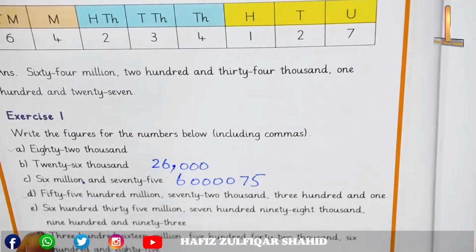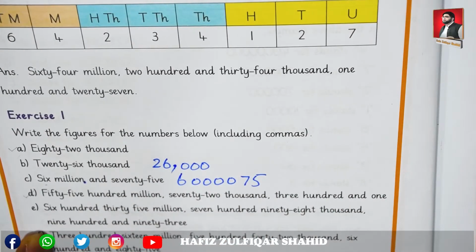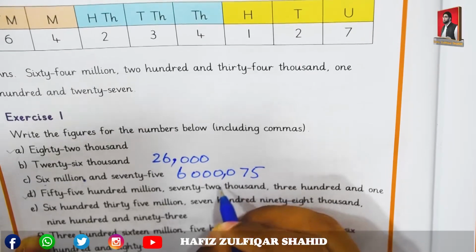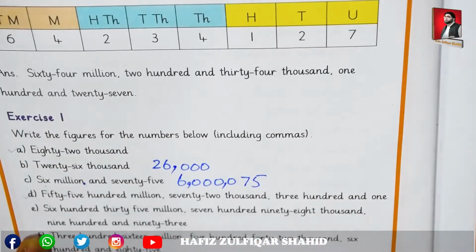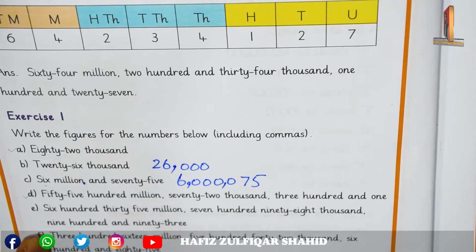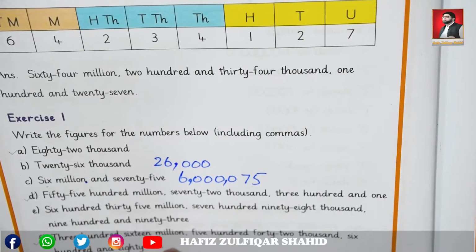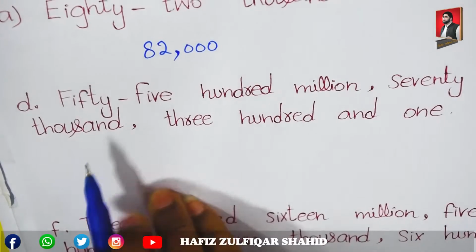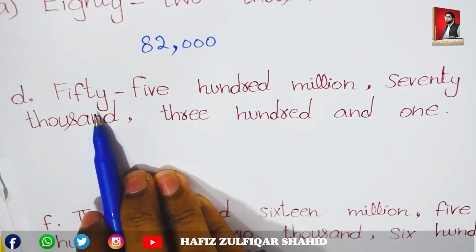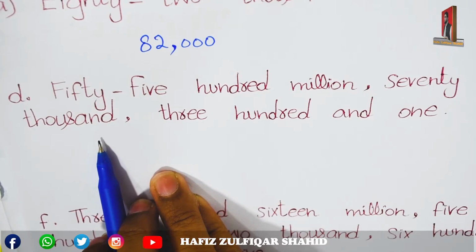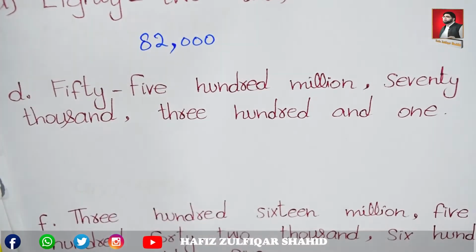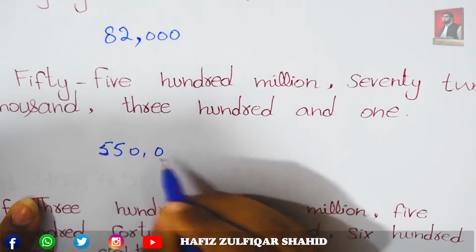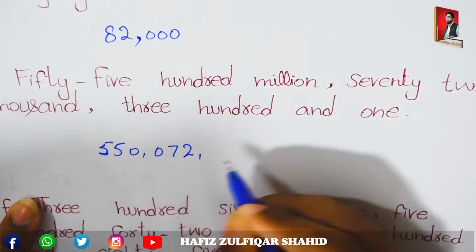This value will be read as 6,075,000. Now put commas after every 3 digit. First here, second, before 6. Let's solve our next, D. 5,500,000,070,301. Now 72,301.